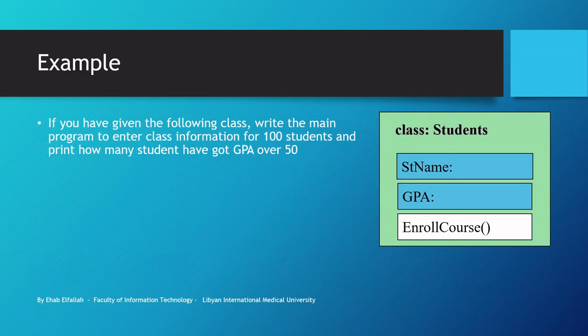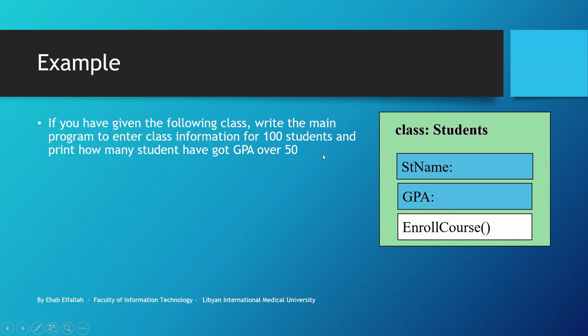So directly we will go to the examples, and here we have a class called Student that consists of two attributes and one method: student name, GPA, and enroll course. If you are given the following class, that means the class was already constructed before, and you don't need to construct it again. This is just a notation that you don't have to create this class. Just write the main program to enter the class information.